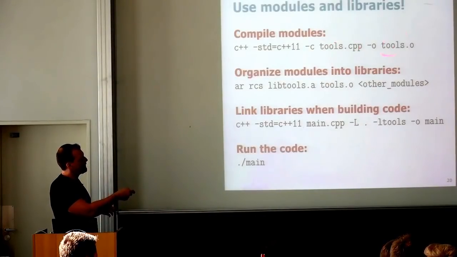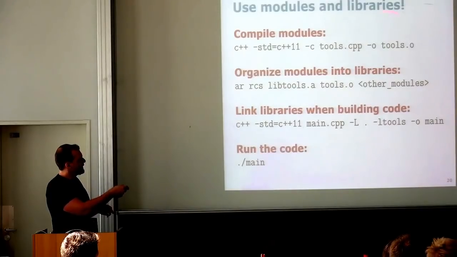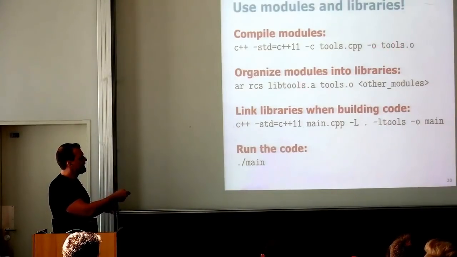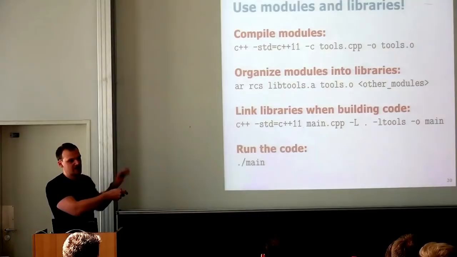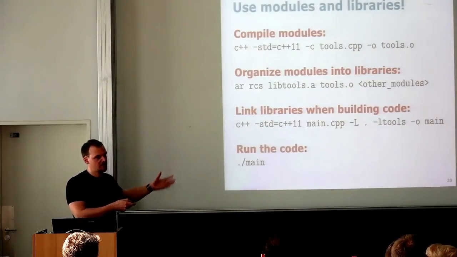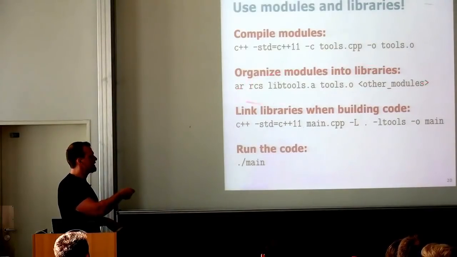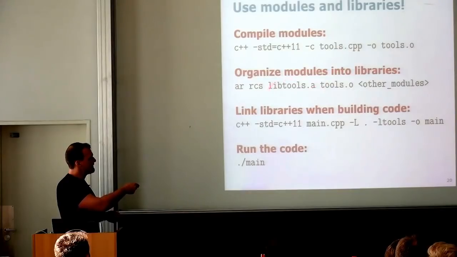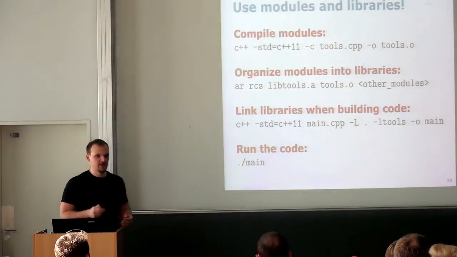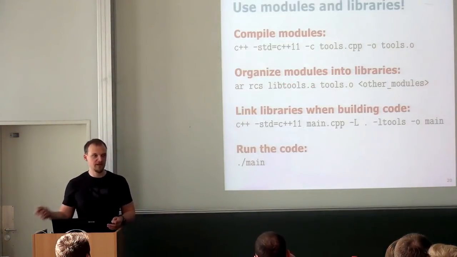We have tools, we build an object, we compile the tools into an object, and then let's say we have not one of them, but 10 of them. It doesn't fit on the slide, but let's say we have 10 of them. And so what we do is we pack them into one library. So we put all of our modules into this library. And this library is the thing that has to be linked to our code.